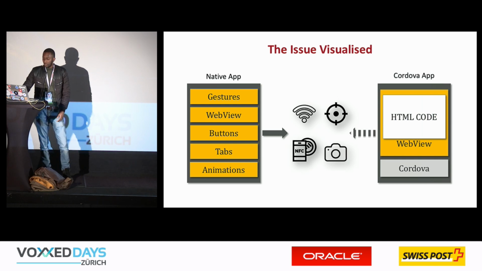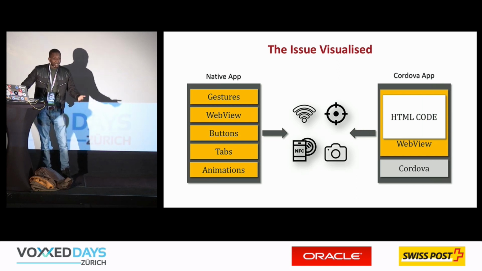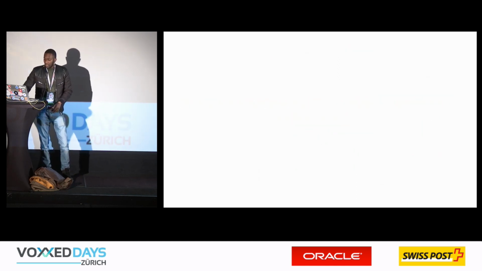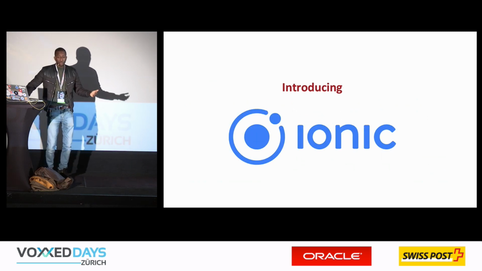And your HTML code. So how do you reuse? How do you offer this level of experience without writing 690,000 if and else statements? Right? That's the question. And this is where Ionic comes through.